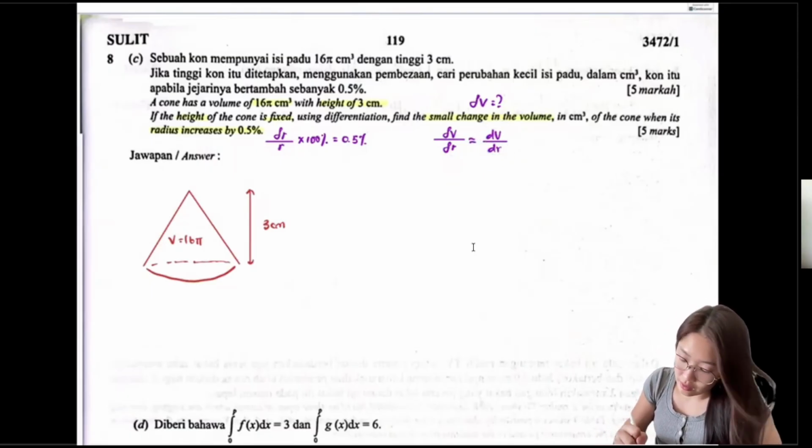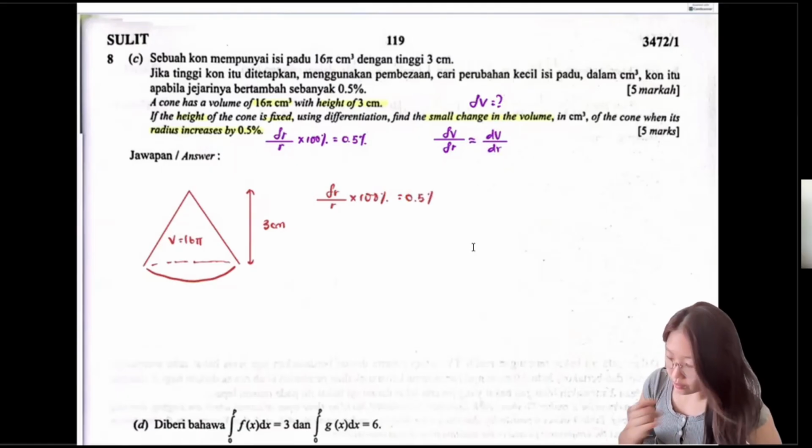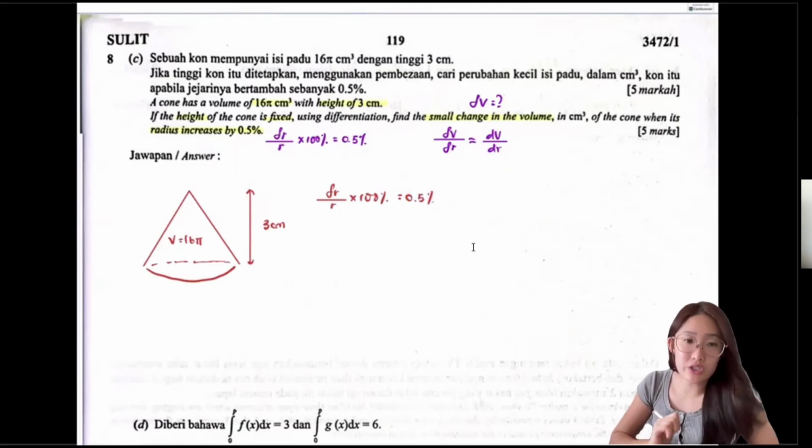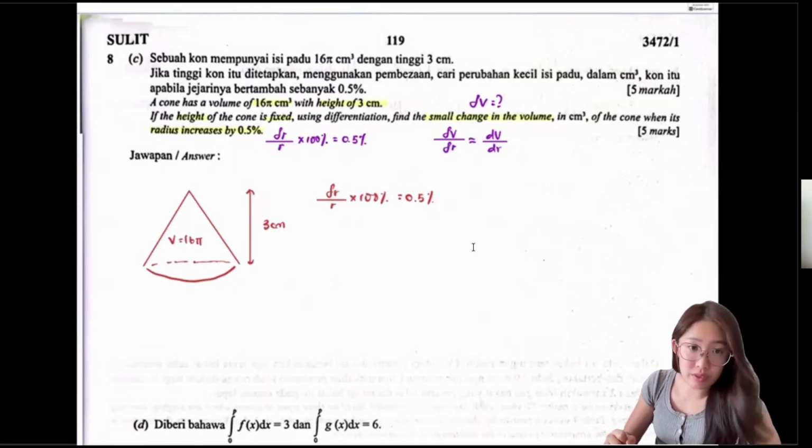Okay, so let's take down delta R over R times 100% equals 0.5 first, percentage. And then the radius. Is the radius being given? No, radius not being given. So you have to find out first, guys.